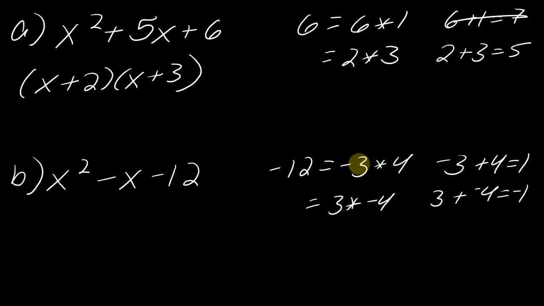Now, you can, of course, exhaust 2 and 6, make one positive, make one negative, but that's not going to give you this negative 1. It's only this combination here that's going to give us what we want. So this will then factor as x minus 4 and x plus 3.